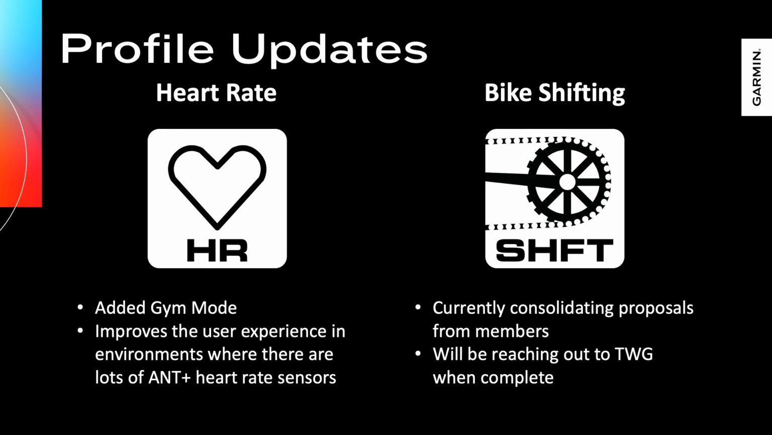Heart rate sensors in gym mode have an updated transmission pattern that results in the full serial number of each device being transmitted at a higher frequency. In these environments, there is a higher probability of two devices' 20-bit device numbers overlapping. Transmitting the full 32-bit serial number greatly reduces this probability.